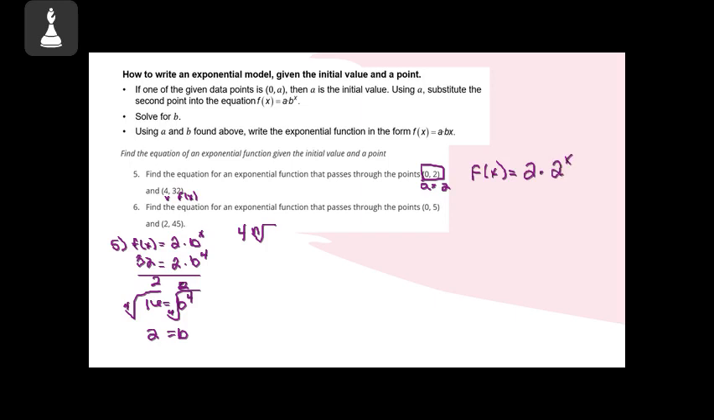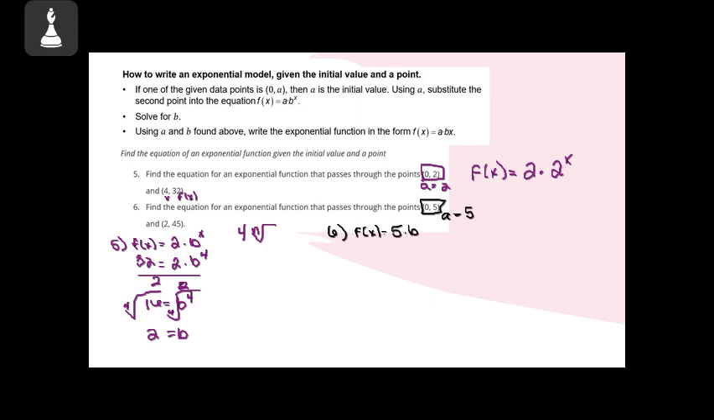And we'll do the same thing with number 6. Find the equation for the exponential function passing through the points (0, 5) and (2, 45). So (0, 5) tells me a is 5. So I'm going to start with my function equals 5 times b to the x power.